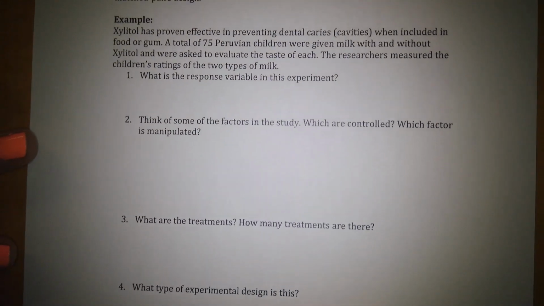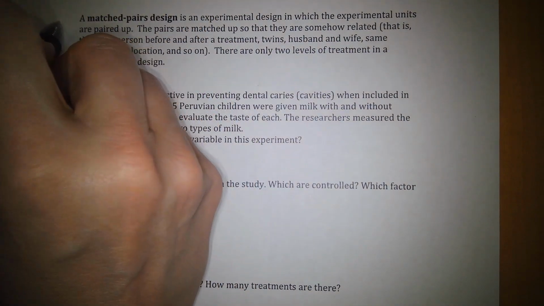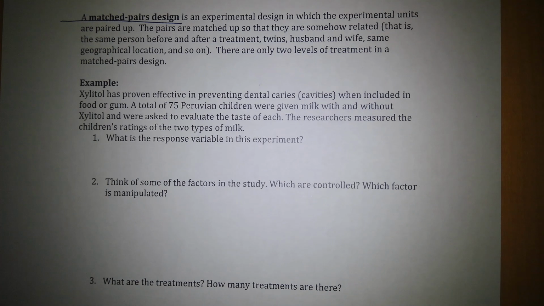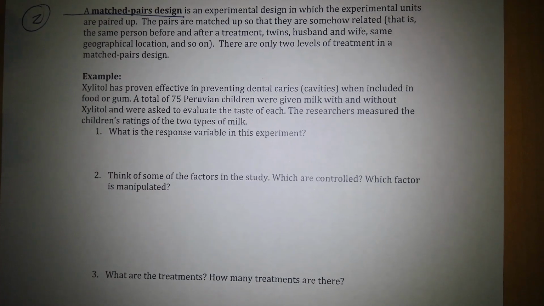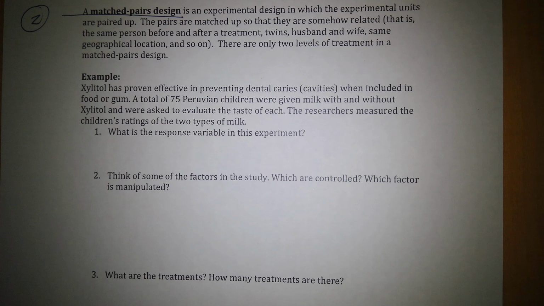The last type of design is what's called a matched pairs design. This is also an experiment. This is the second type of experiment. And in a matched pairs design, it's going to be an experimental design in which the experimental units are paired up. The pairs will be matched up so that they are somehow related. Sometimes it's a person before and after a treatment. It could be twins. It could be a husband and a wife. It could be 2 people from the same geographical location, and so on. In other words, they will be paired up based on a characteristic that they have in common.